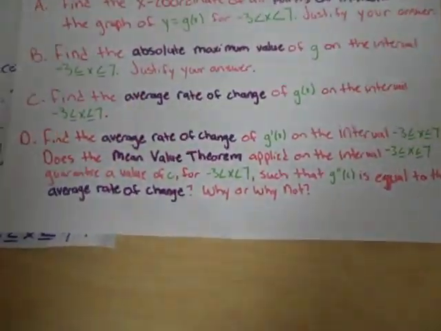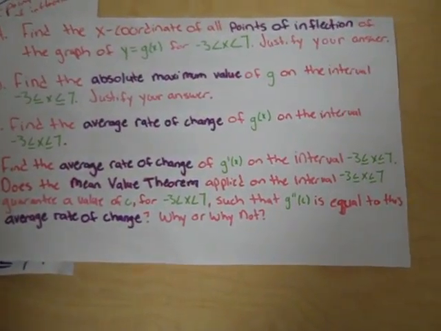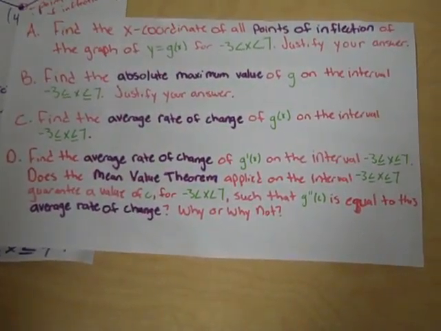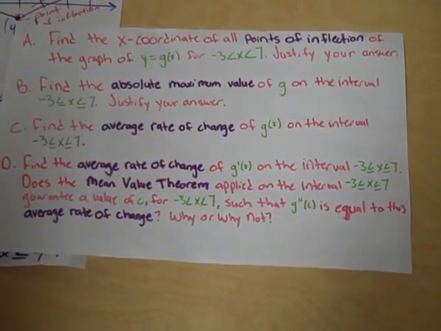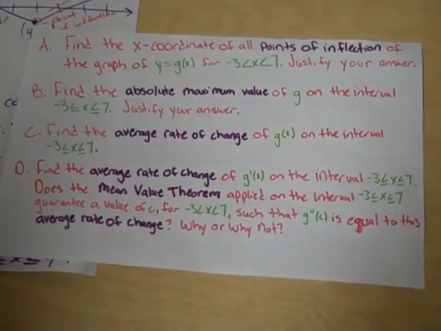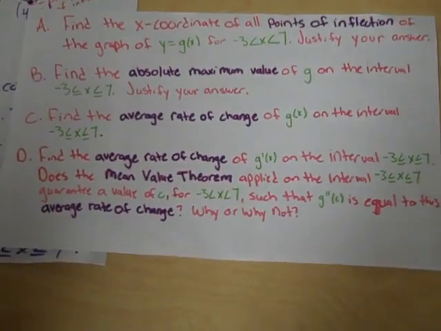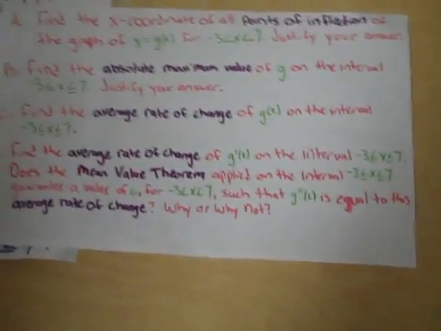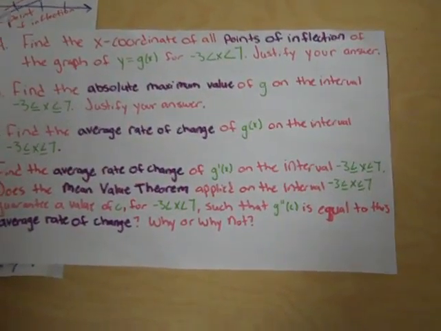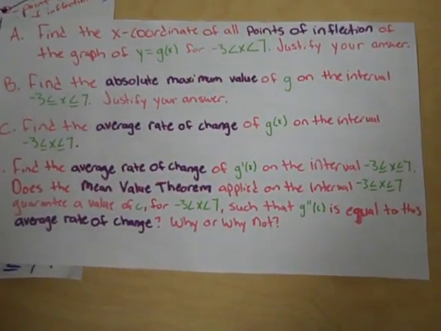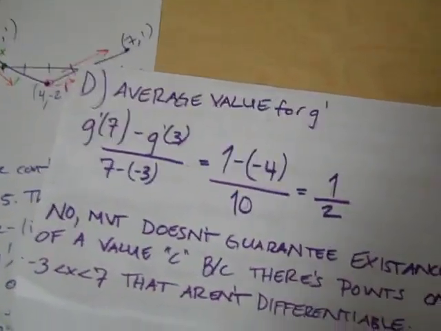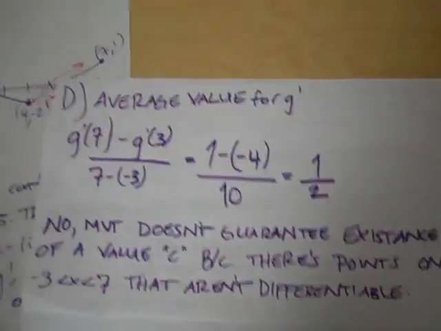D. Find the average rate of change of g prime of x on the interval negative 3 is less than or equal to x, which is less than or equal to 7. Does the mean value theorem applied on the interval negative 3 is less than x, which is less than 7, guarantee a value of c for negative 3 less than x, which is less than 7, such that g double prime c is equal to this average rate of change? Why or why not? Now for this, you have to use your mean value theorem to find the average value for g prime.